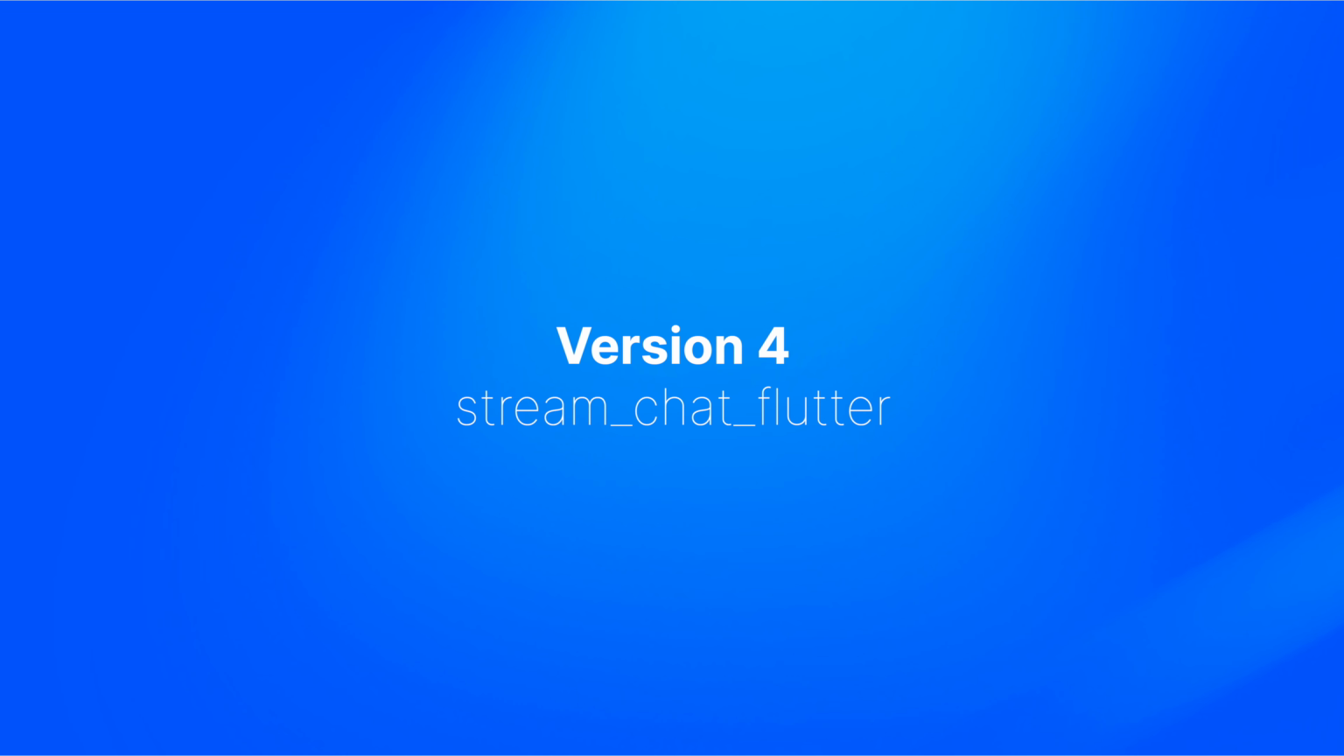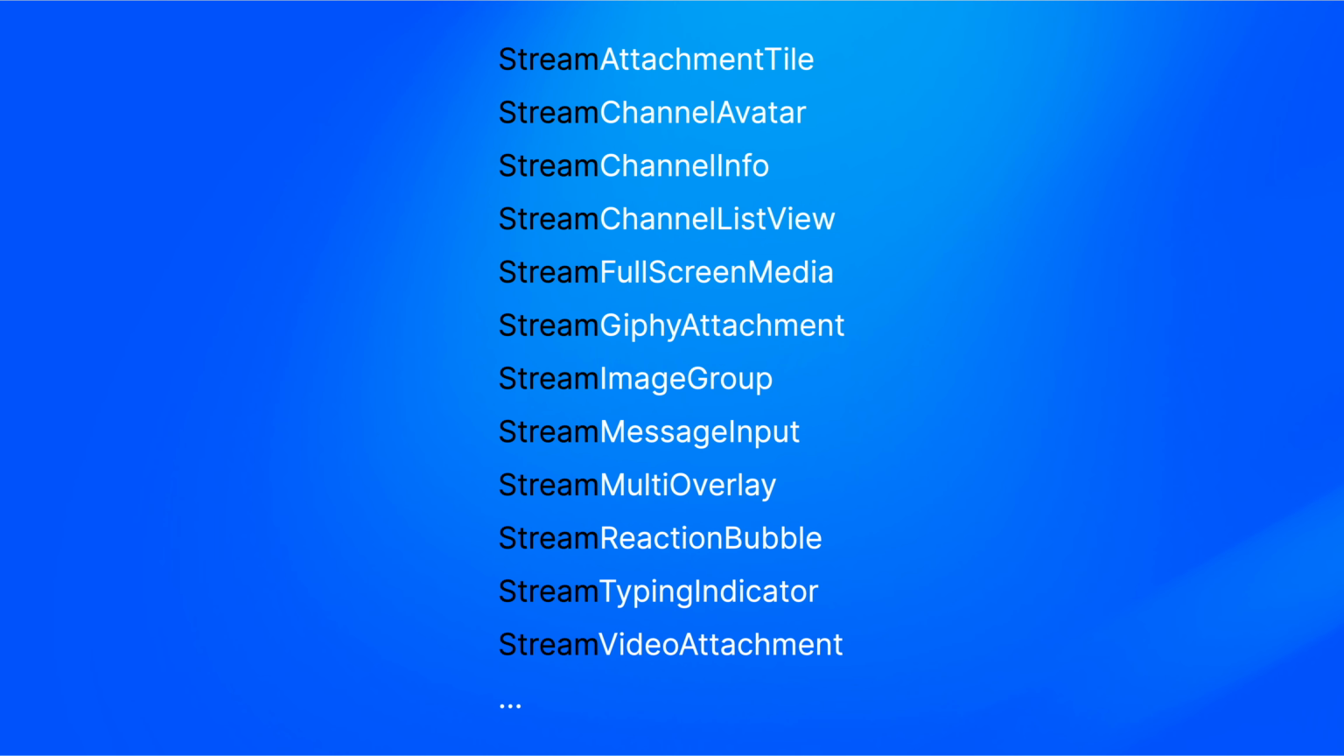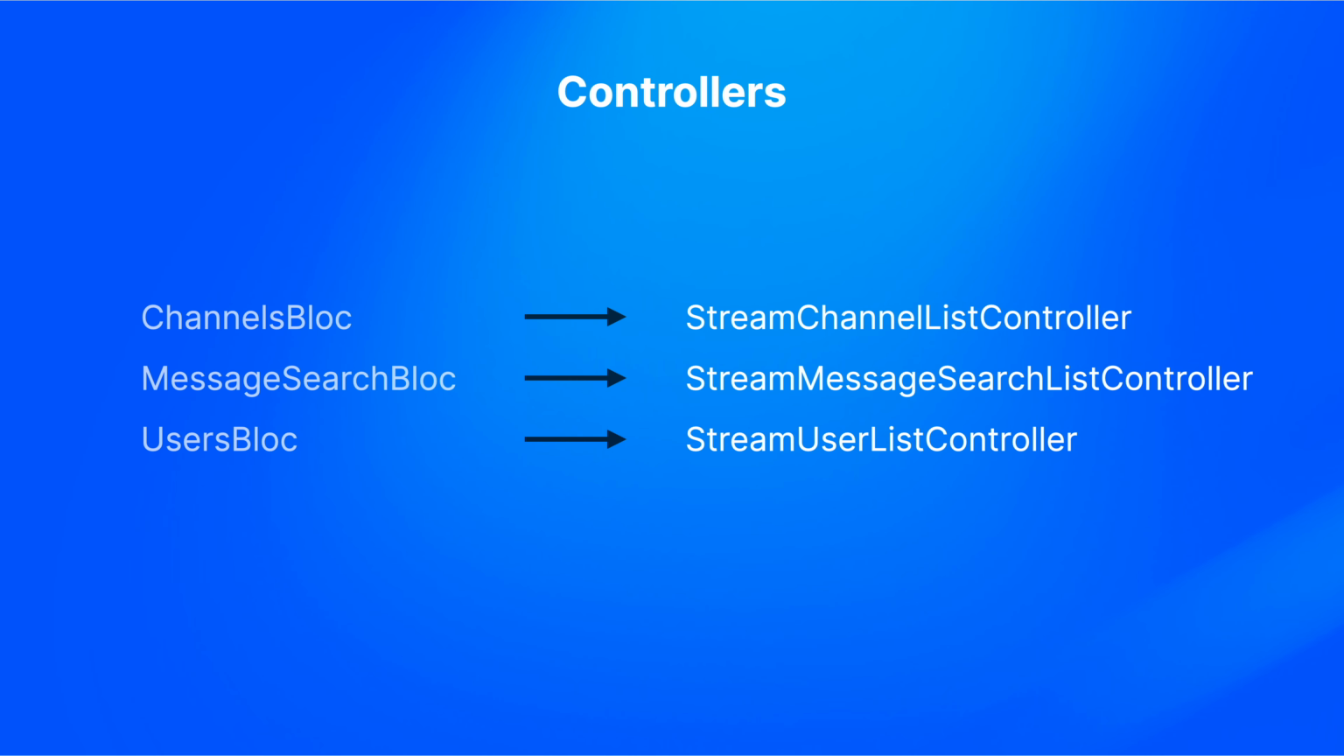So what's new in version 4? All of these stream classes and widgets are now prefixed with the stream keyword. We made this change to avoid name conflicts when importing and to also make the discoverability of our widgets easier. The majority of the widgets and classes still function the same. The biggest architectural change in this release is the introduction of controllers. These replace their block counterparts.